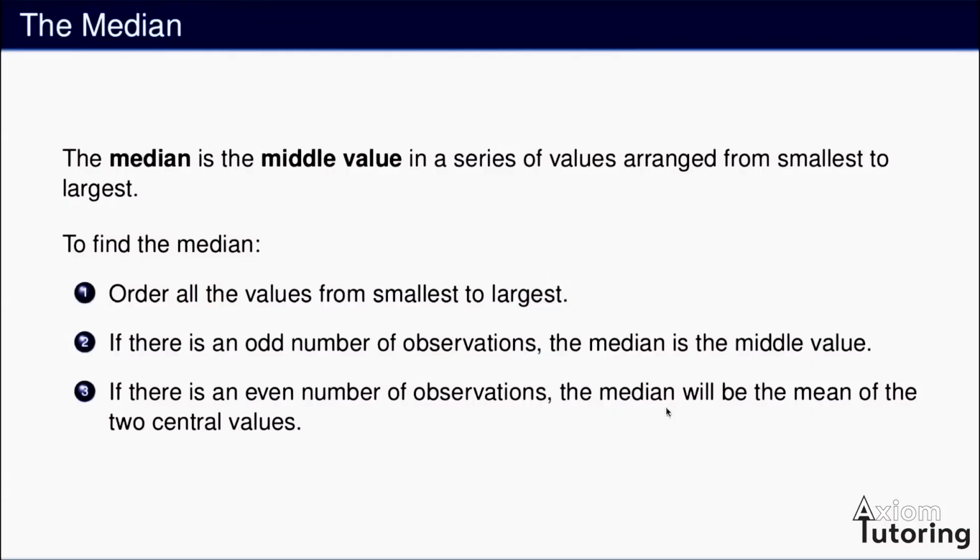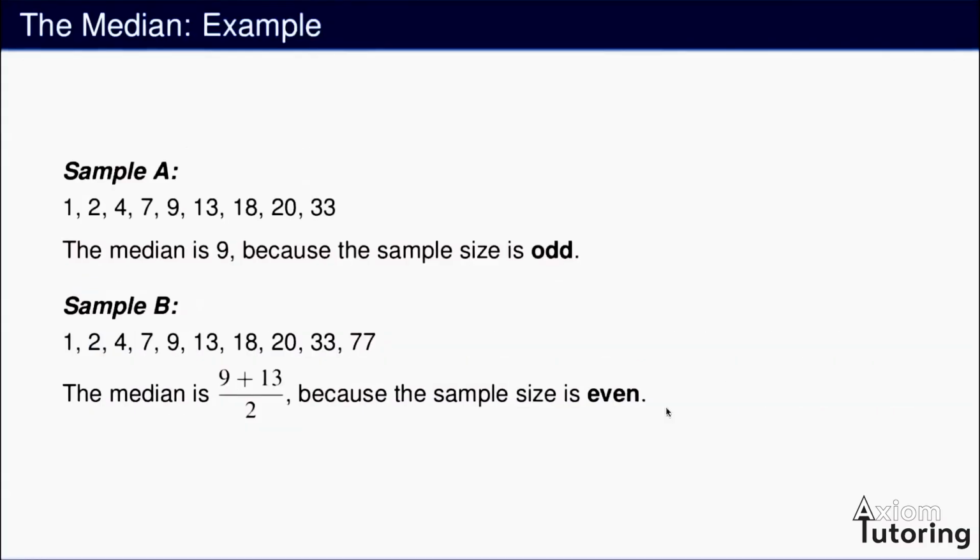Now, the second measure of central tendency that you may have come across is the median. The median is just the middle value in a series of values arranged from smallest to largest. So what does that mean? To find the median, you first need to order all the values from smallest to largest. Then if there's an odd number of observations, the median is the middle value. And if there's an even number of observations, the median will be the mean of the two central values. Let's see an example to make that clearer.